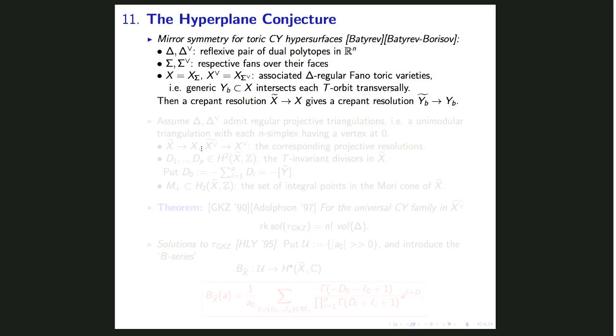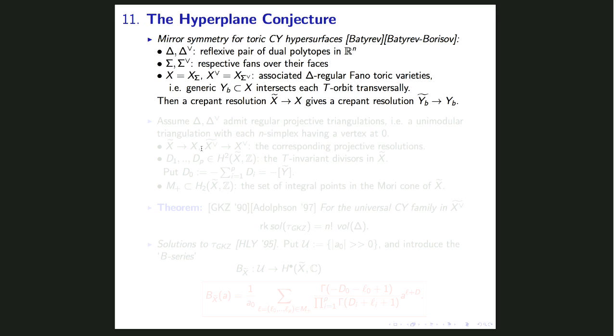The solution was proposed in 1995 thanks to mirror symmetry. The solution is actually inspired by mirror symmetry. So let me, without going into the history of mirror symmetry, just introduce enough notation so that I can state the conjecture and explain the recent proof of this conjecture.